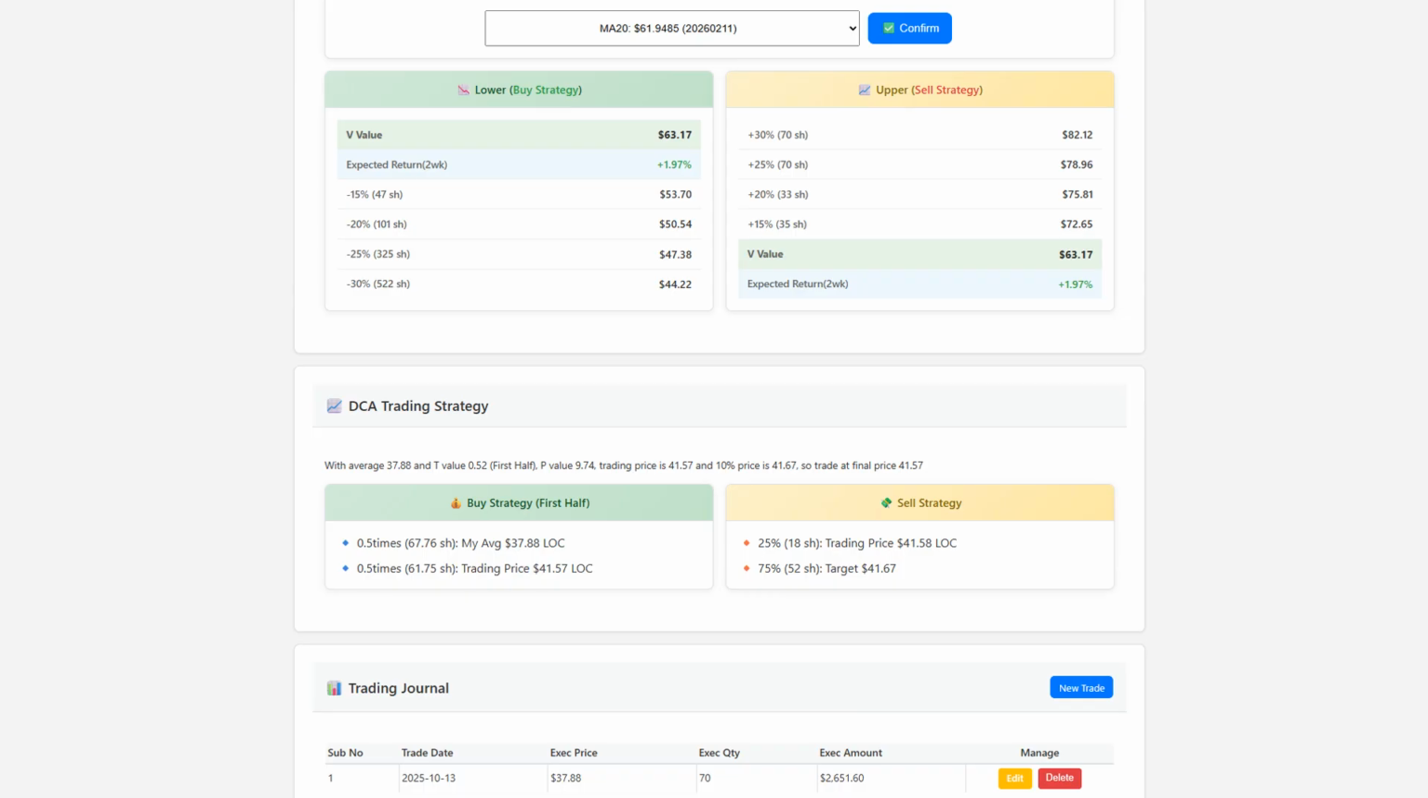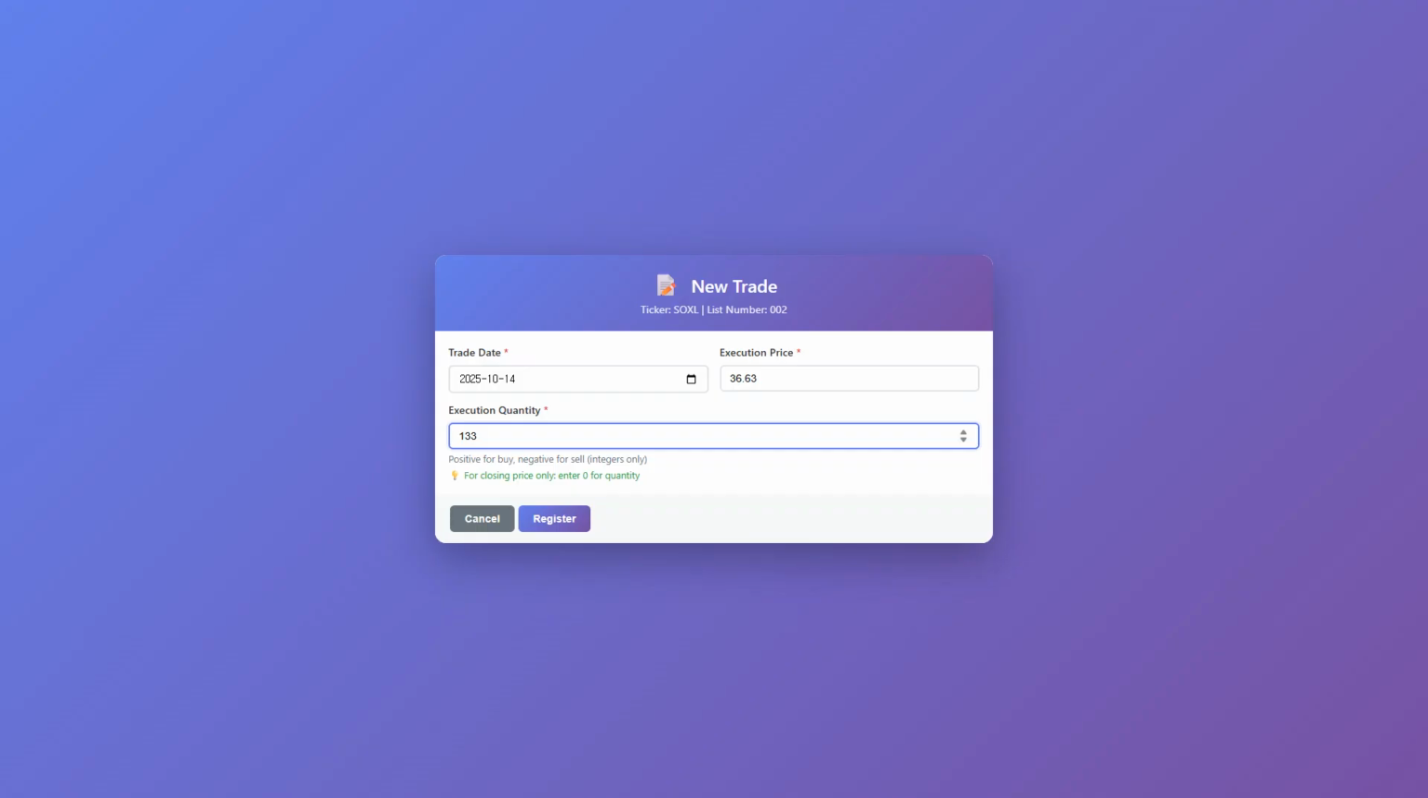Here's the daily cycle. When the market closes and your order fills, you come back to enter the execution results. Here we're entering the second buy. October 14th, $36.63, 133 shares. Click Register and the planner instantly creates an updated plan. This cycle repeats: plan, order, fill, enter, new plan.